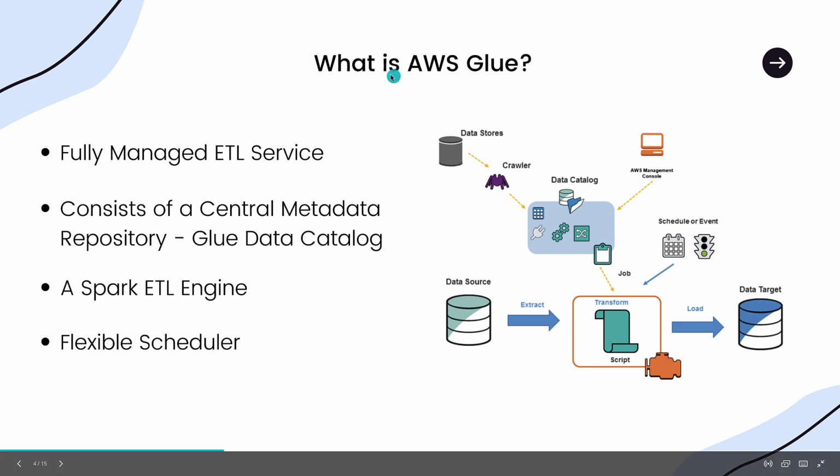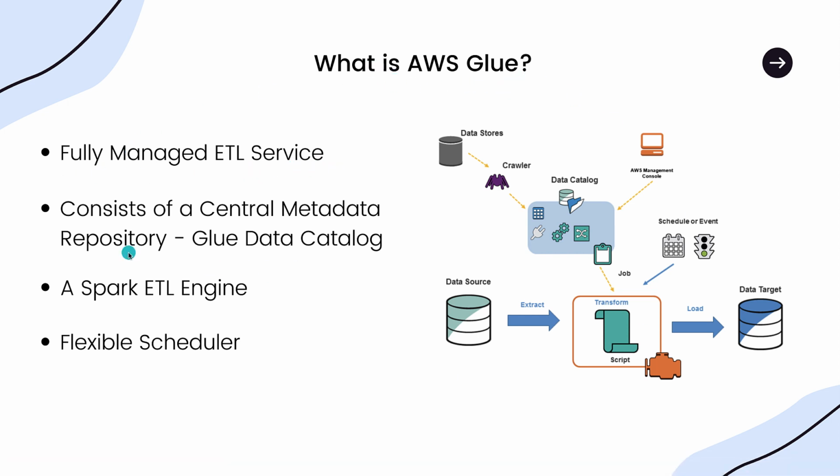So what is AWS Glue? AWS Glue is a fully managed ETL service. It consists of a central metadata repository, which is known as the Glue Data Catalog. So that's fundamental to what's going on, and it sits right here in this diagram. As you can see, it's central to everything. It has a Spark ETL engine, which is completely serverless, as it says at the start, and it has a flexible scheduler. So if we look at the diagram over here, you can see that the Glue Data Catalog sits in the middle, and it has connections, tables, settings, transformations.